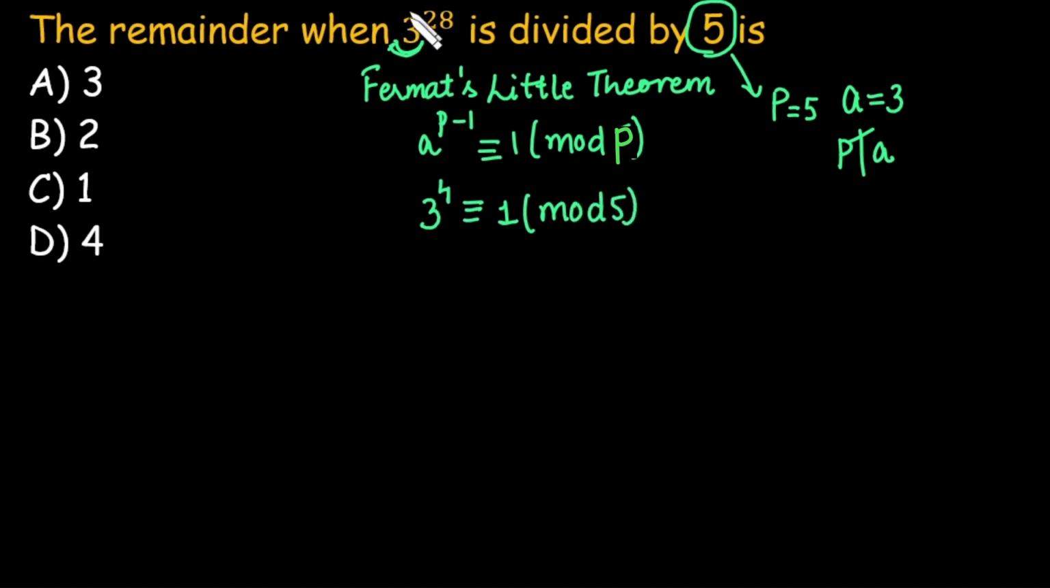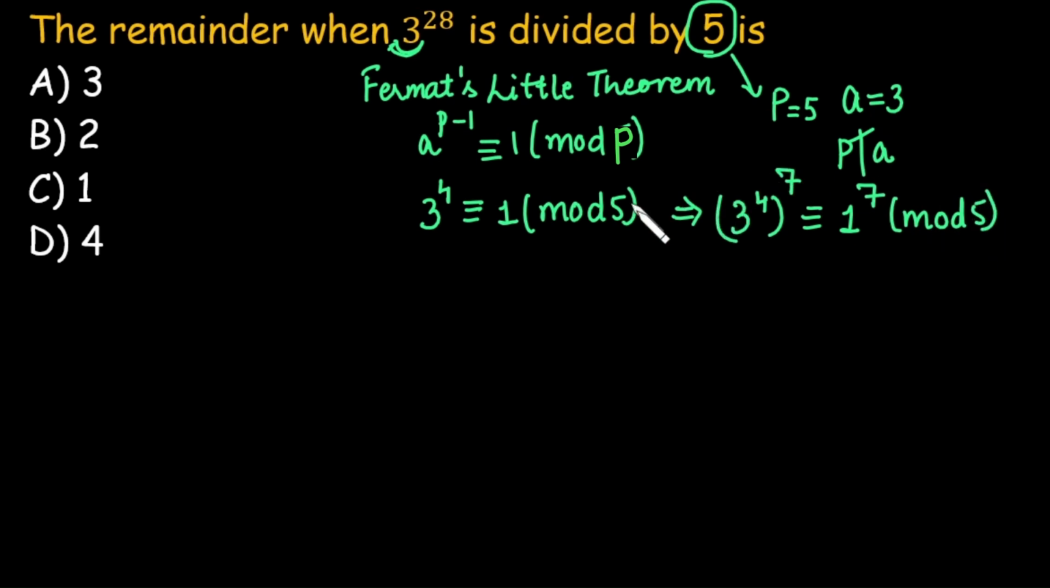Here we have the power 4, but we need to reach 28. What we can do, we will increase the power on both sides. What power can we take so that it reaches near 28 or 28 itself? So we can take the power 7 on both sides. So from here we can write 3 raised to power 4, to the power 7, is congruent to 1 raised to power 7 mod 5.